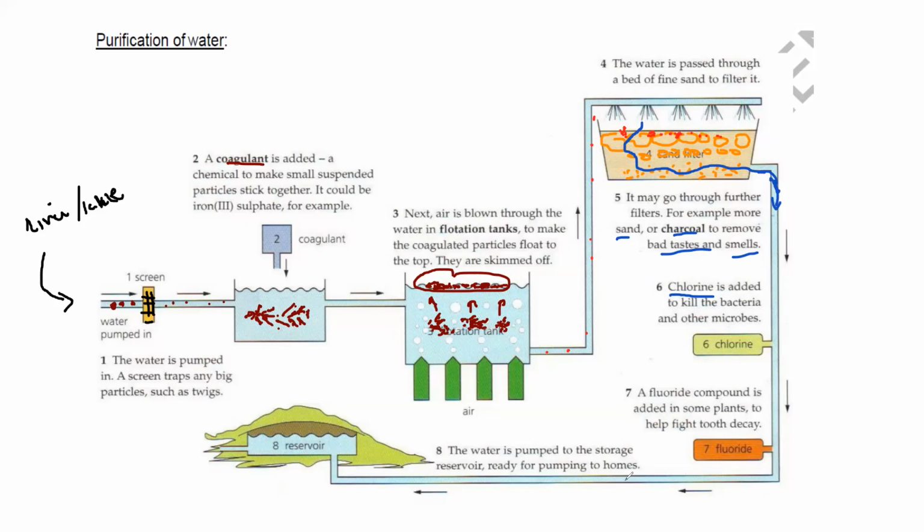After adding fluoride, the water is pumped to a storage tank where the water is stored, and then it is supplied to the homes. So this is how we purify the water and make it drinkable. So water from the source, like rivers and lakes, is first screened, then we add coagulant, then we pass air, then it passes through the sand filter with different layers of sand, then charcoal is used to remove any smell, then chlorine is added to kill bacteria, and then fluoride compounds are added to help fight tooth decay, and then this water is stored in the reservoir, from where it can be supplied to the residential units. So this is how we purify the water and make it drinkable.